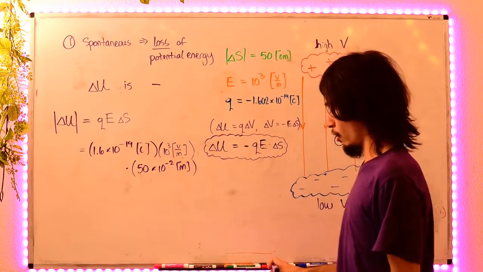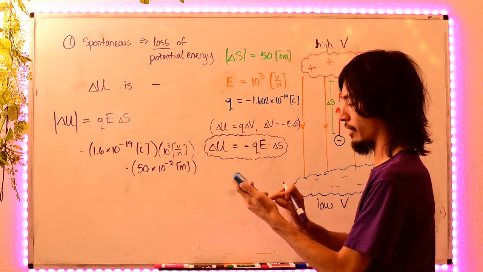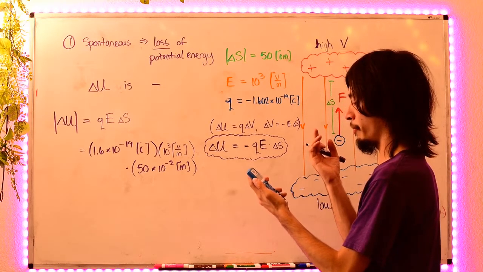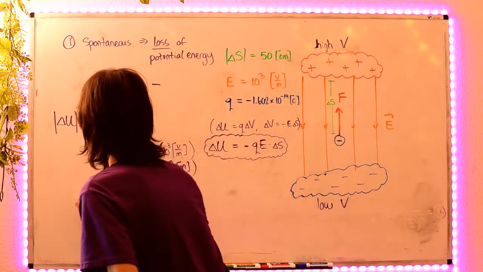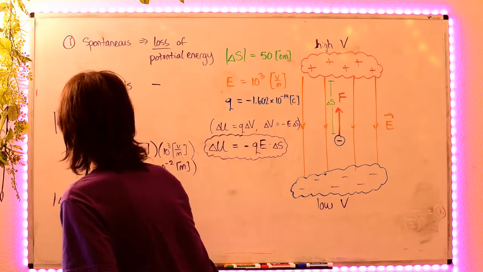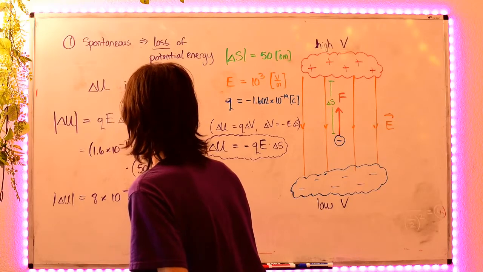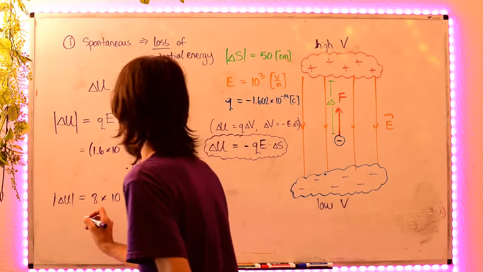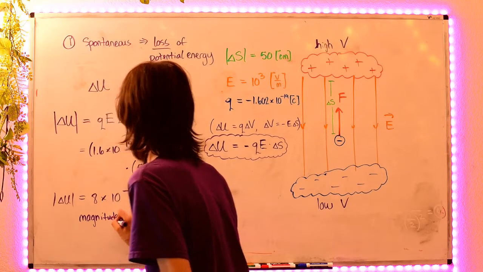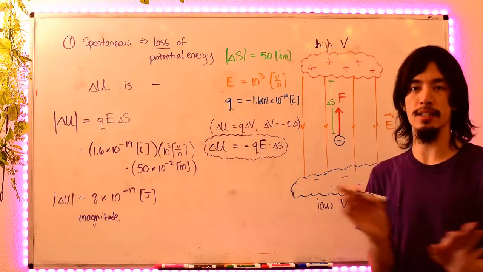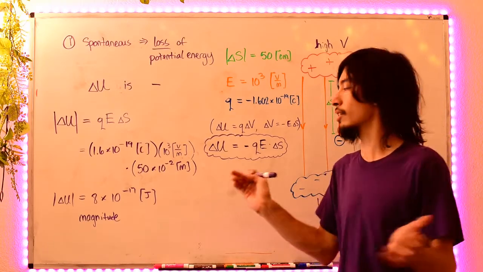And you put that all together, and actually without even plugging in everything, you can tell what the answer needs to be. It has an 8 in it, so actually it's already going to tell me the answer is equal to 8 times 10 to the minus 17th joules. Okay, this is the magnitude of the change. Okay, absolute value. It does not tell you positive or negative. It does not tell you gain or loss.